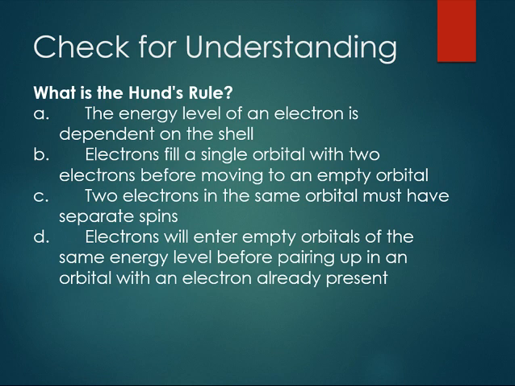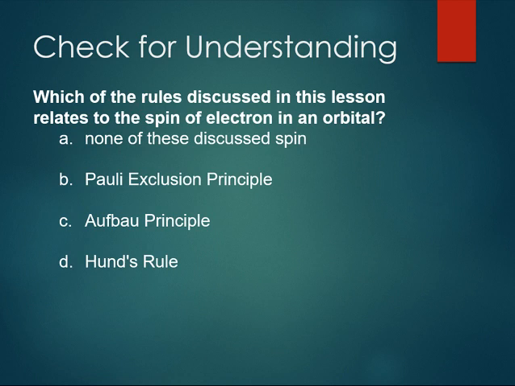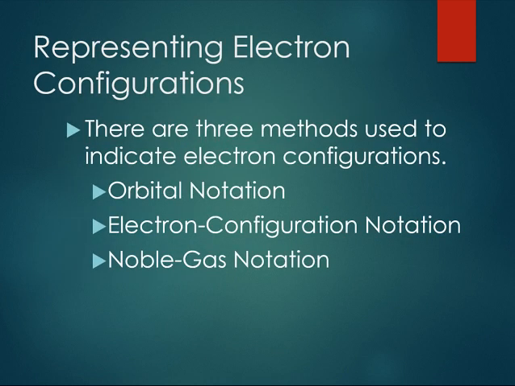What is Hund's rule? Electrons will enter empty orbitals of the same energy level before pairing up in an orbital with an electron already present. Next check for understanding. Please pause the video. Which of the rules discussed in this lesson relates to the spin of an electron in an orbital? Hund's rule. Moving on.